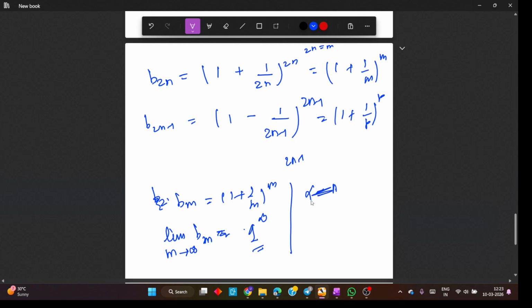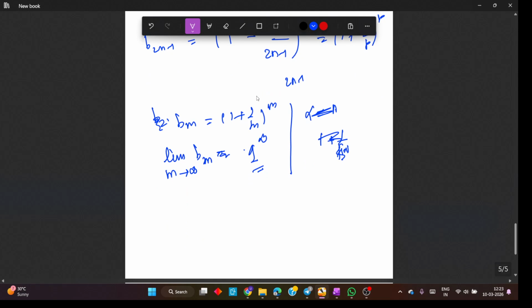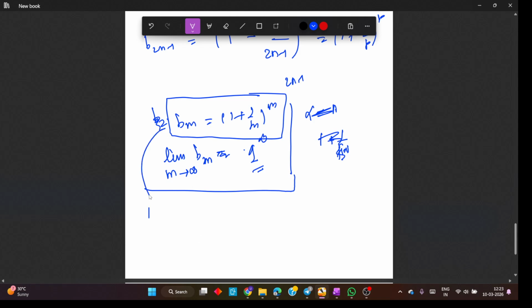So suppose the sequence is like 1 plus 1 by fx. How do we solve this type of sequences? There is a general method. Comment if you want to know, or I can solve it here right now. Suppose any sequence, we want to find the limit of this sequence.